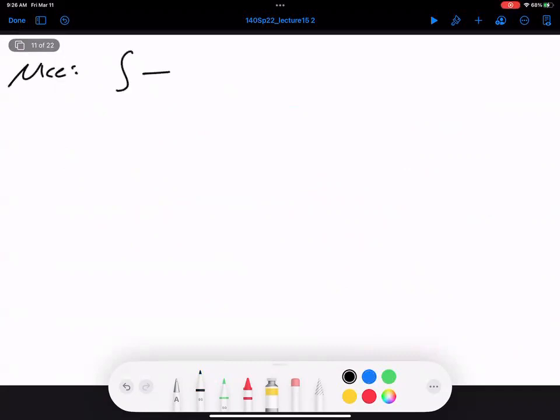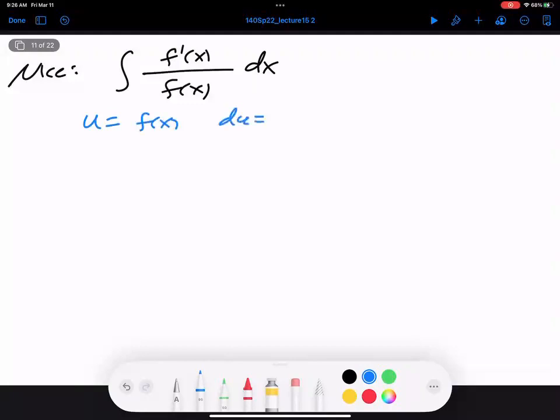Let's consider the integral of f of x over f prime of x dx. I claim that this is actually a nice integral to do. You do a good u substitution. Any thoughts on what we should take for u? Yeah, take u to be f of x. What's du? f prime of x dx.